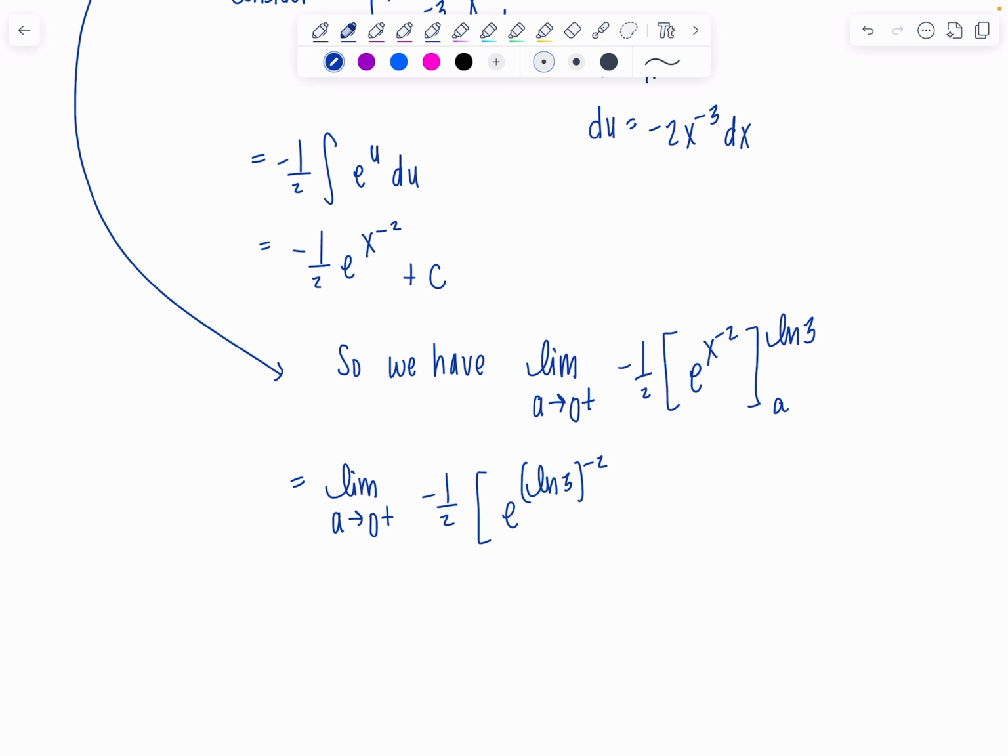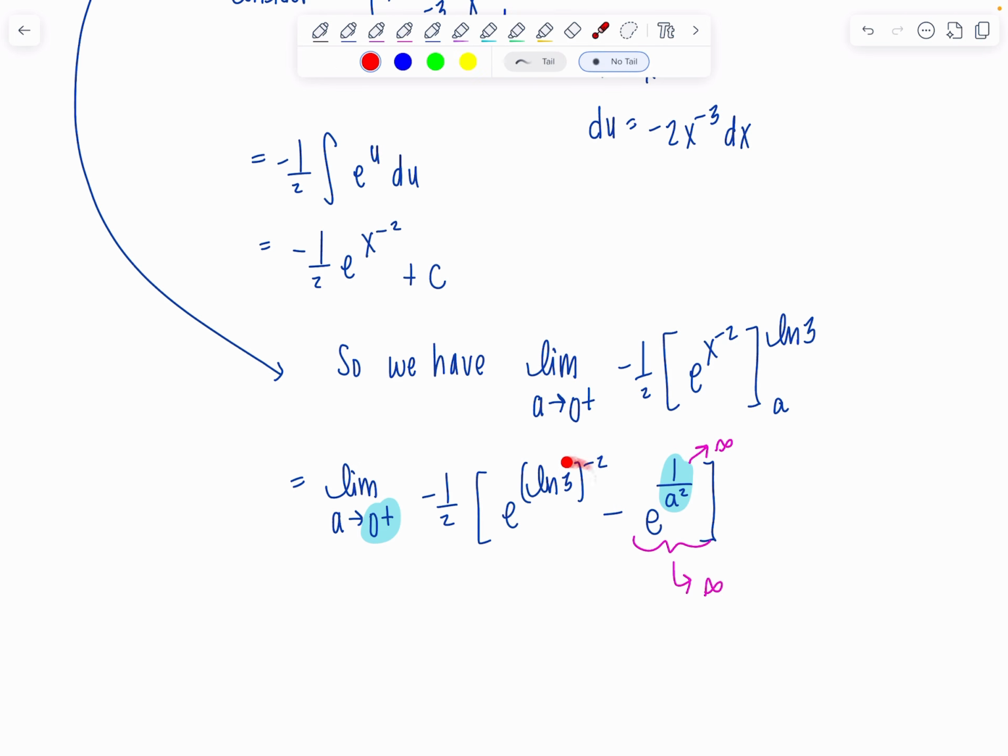No, you can't use your logarithm properties because this negative 2 applies to the whole logarithm, not just the argument. So leave it alone. Minus e to the a to the negative second. I'm going to write it as 1 over a squared, okay? Now watch this. That was really the key. If a goes to 0 from the right, 1 over a squared is approaching positive infinity. And e raised to something getting very large is also going to infinity.